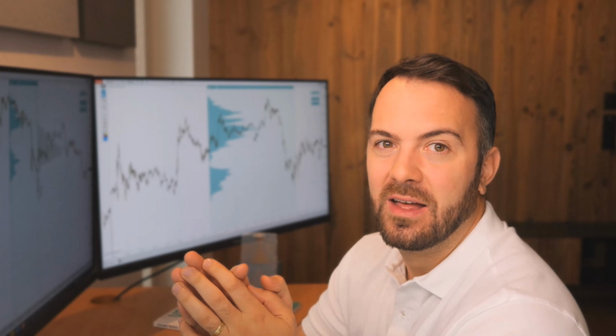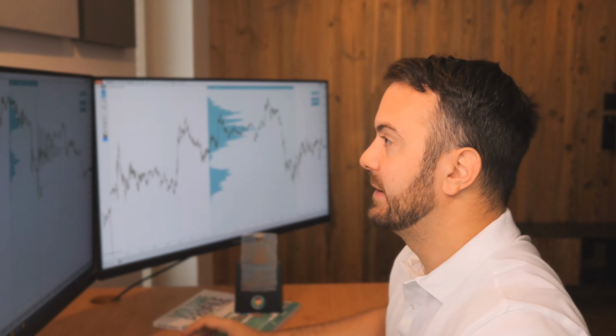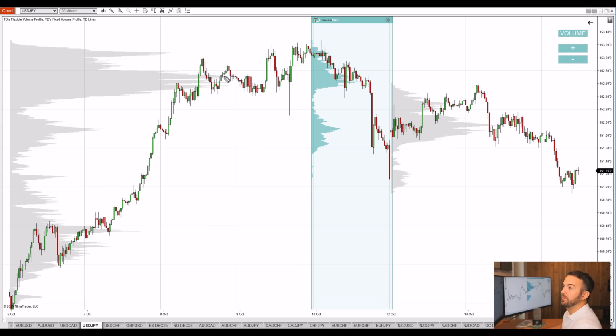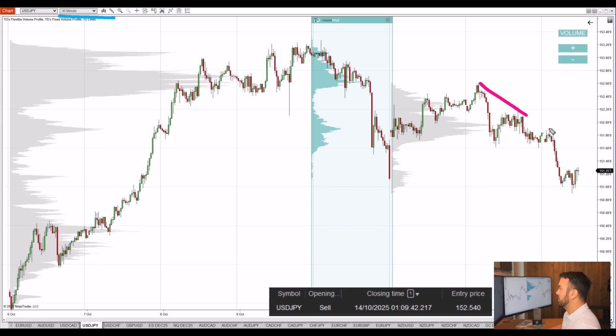So that's the theory, but how do we trade this? Let me share with you the most basic volume profile trading strategy, and I'll demonstrate this on a trade which I took yesterday on the US dollar Japanese yen. Let's take a look at it. So what you see before you is the US dollar Japanese yen chart, 30-minute time frame, and the trade which I took was a short, and it was short from here.